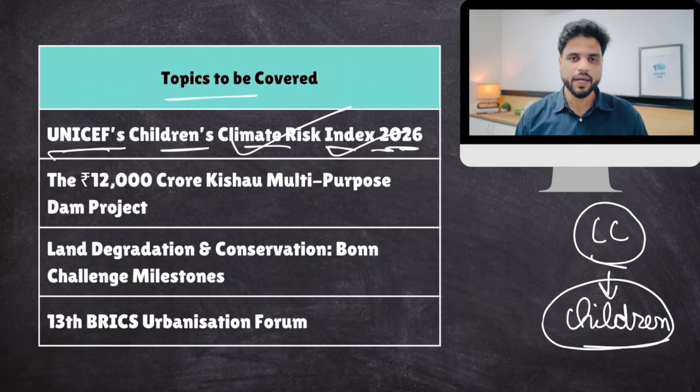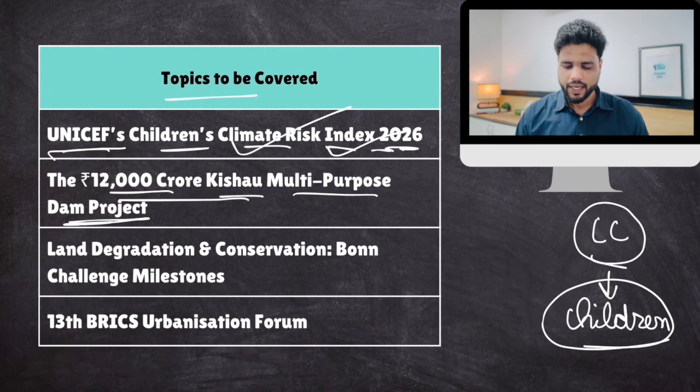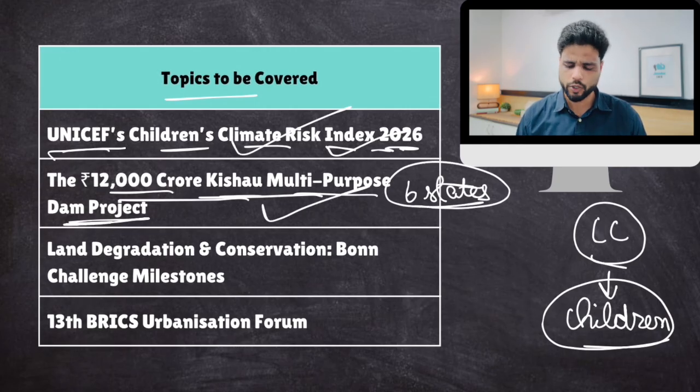Then topic number 2 is related to, well, location-based questions. The 12,000 crore Kishau multi-purpose dam project in Uttarakhand. Now, well, 6 states are going to benefit from this project. So what is this project? What is the purpose of this project? We'll talk about this and the location of this project.